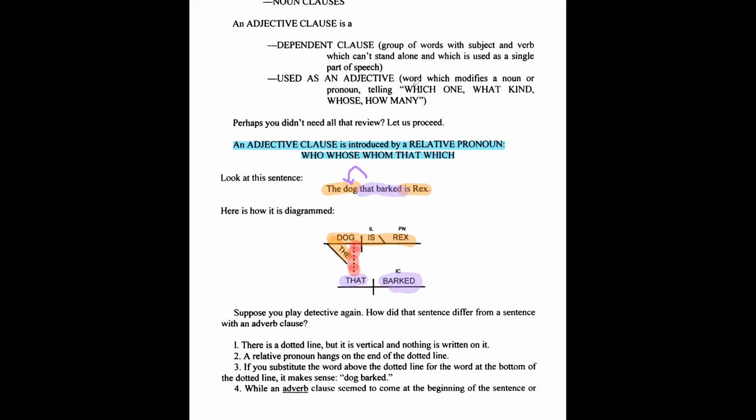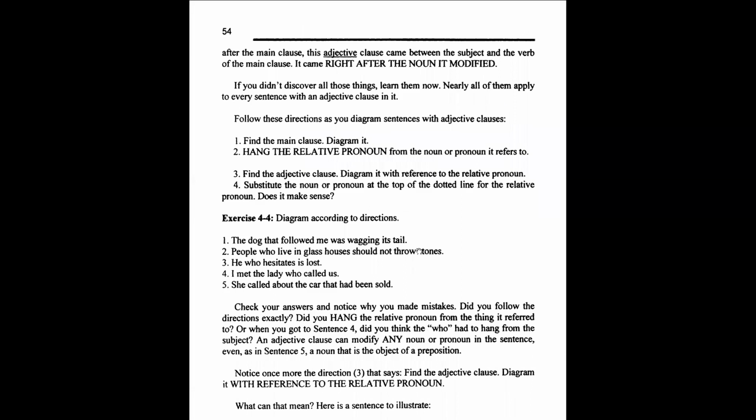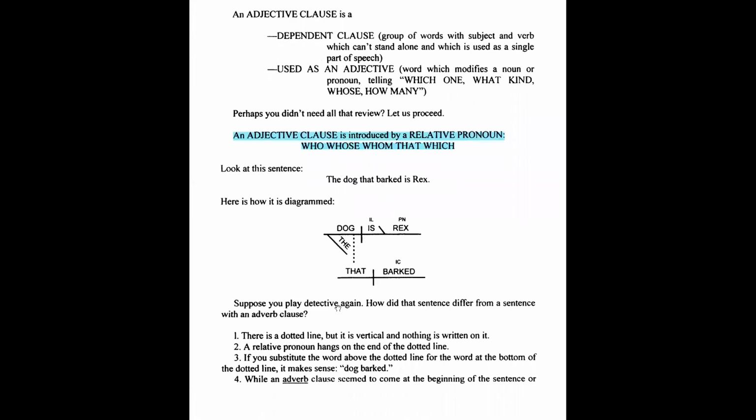So she gives a few pointers here. Suppose you play detective again. How did that sentence differ from a sentence with an adverb clause? There's a dotted line, right? But it is vertical and nothing is written on it. The adverb clauses had a subordinating conjunction on the dotted line.